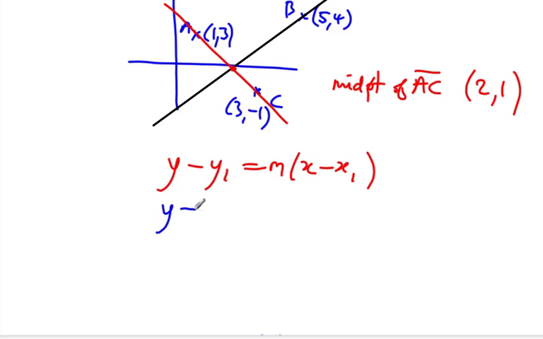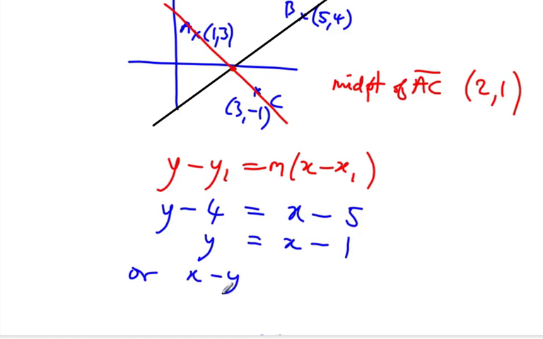I'm going to choose the (5, 4) because it's nice and tidy. y minus y1 equals 1, bracket, we don't need the bracket anymore, x minus 5. And here you've got a choice. You can therefore write your answer y equals x minus 1, or you could have chosen to write x minus y minus 1 equals 0. In the back of the book, what does the back of the book give us? The top one, okay.